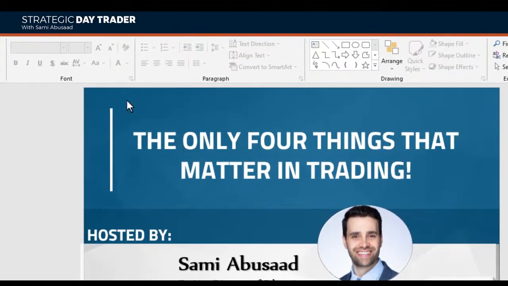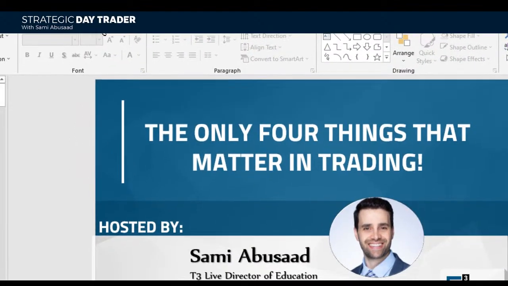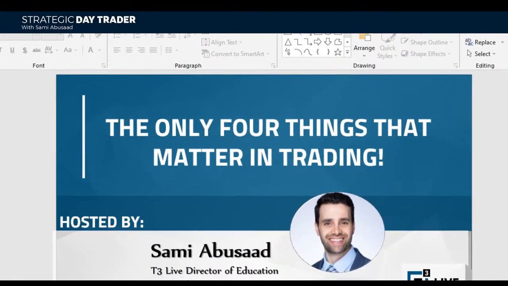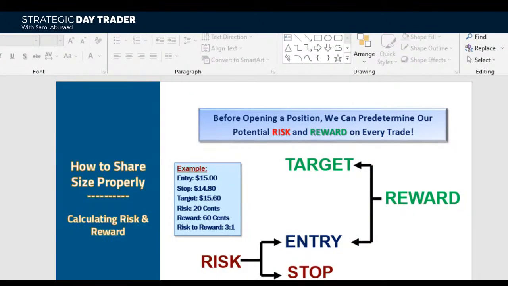So here you go. I'm not going to project it right, but I'll try to get it into the window here. This is just a PowerPoint. So basically, before opening a position, we can predetermine our potential risk and reward in every trade. Your risk is the difference between the entry price minus the stop price times your share size. And your reward is the difference between your target price minus your entry price.